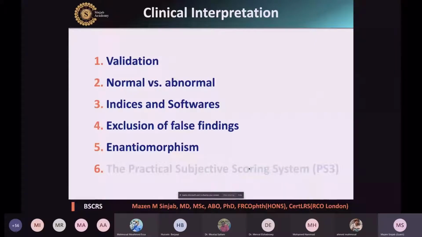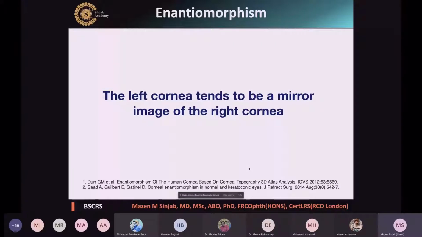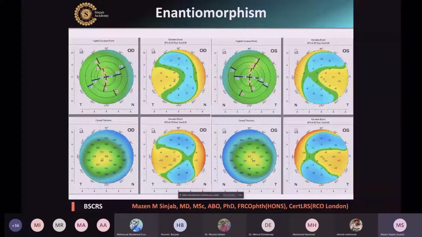We come to the enantiomorphism. What is enantiomorphism? Enantiomorphism actually means that the right eye is a mirror to the left eye, and the left eye is a mirror to the right eye, as in this case. If you compare the curvature map between both eyes, if you compare the anterior elevation map between both eyes, and so on, you will find it is just like a mirror. Now, what's the importance of enantiomorphism? The importance is if you find enantiomorphism and skewed radial axis, you can ignore this skewed radial axis, and you can just take it off from your exclusion criteria.